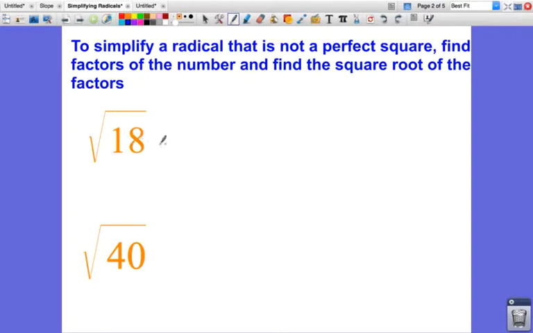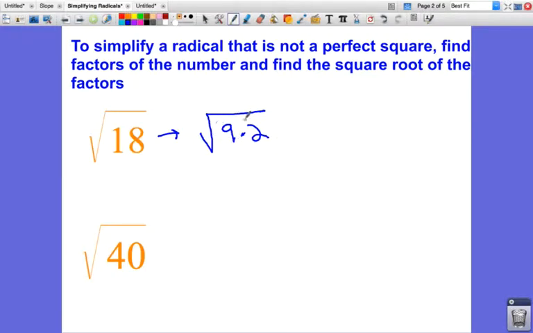So we have the square root of 18. We've got to think of what factors go into 18. The first two that come to my mind are the square root of 9 times 2, because 9 times 2 is 18. So now that I know that 9 times 2 is 18, I was fortunate enough that 9 is a perfect square.